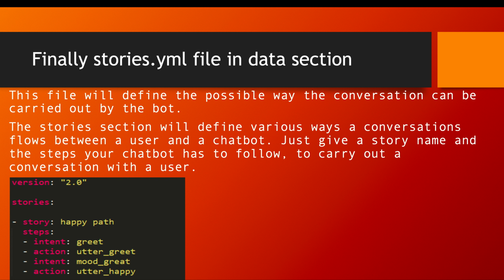Finally, we come to the stories.yml file in data section. So this file will define the possible way the conversation can be carried out by the bot. The stories section will define the various ways a conversation flows between user and a bot. Just give a story name and the steps that you want your bot to follow to carry out a conversation with the user.